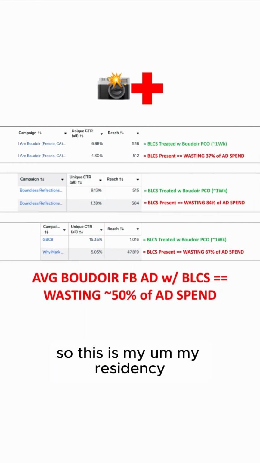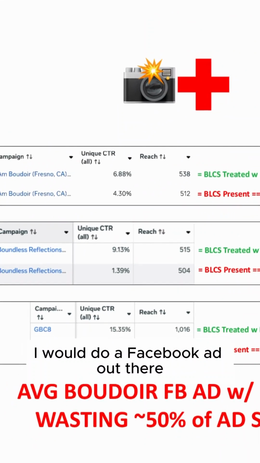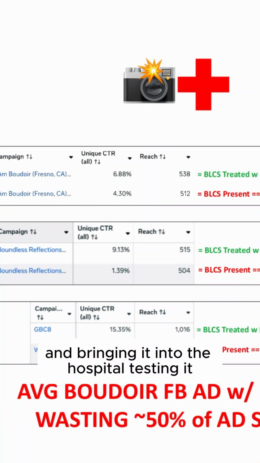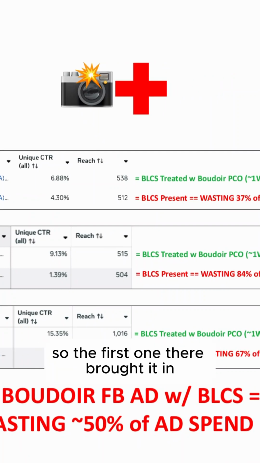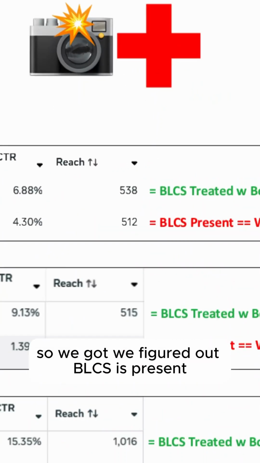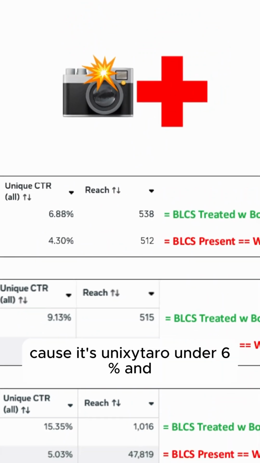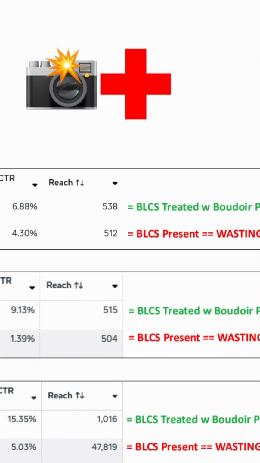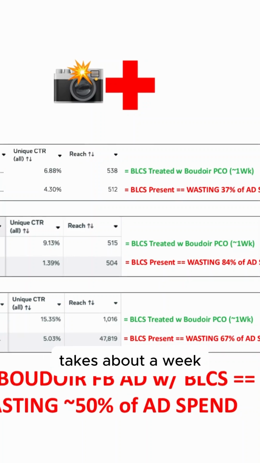So this is my residency, my history with that. So first part of residency, finding a Boudoir Facebook ad out there and bringing it into the hospital, testing it. The first one, brought it in, found out its unique CTR was 4.3%. So we figured out BLCS is present because its unique CTR is under 6%. And so what I did was I duplicated it, treated it with Boudoir Pico, takes about a week.